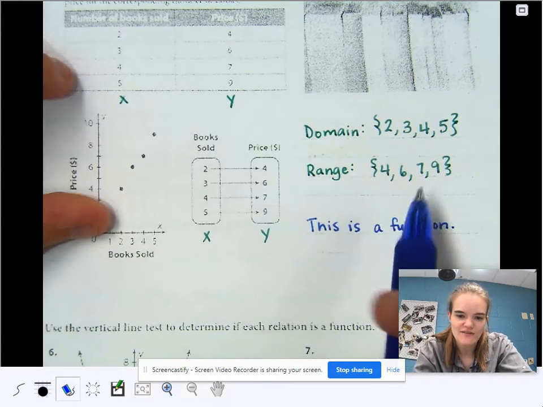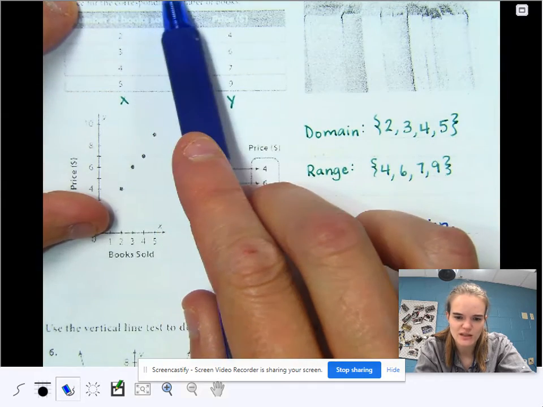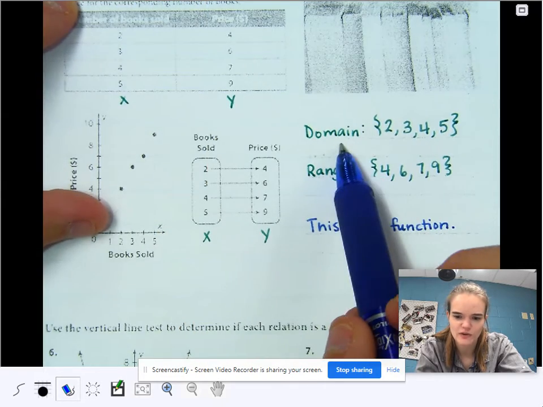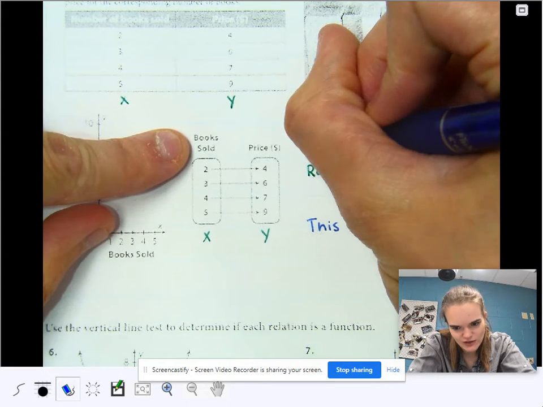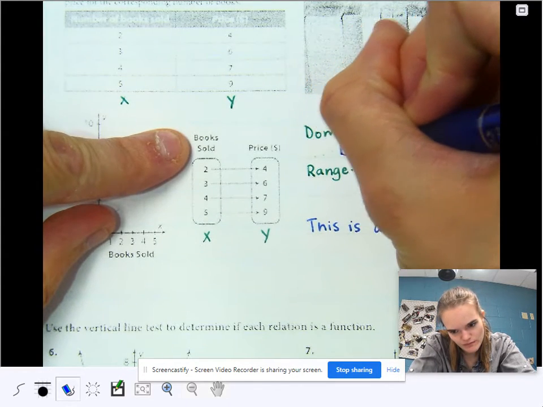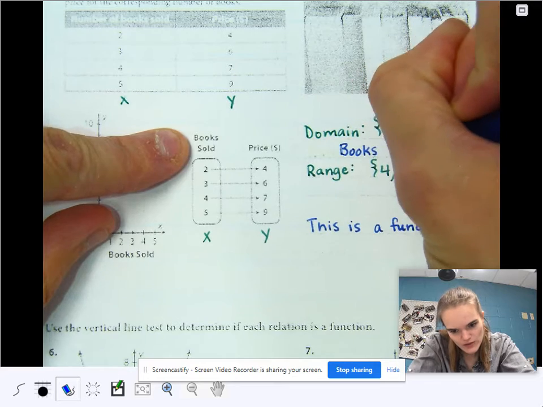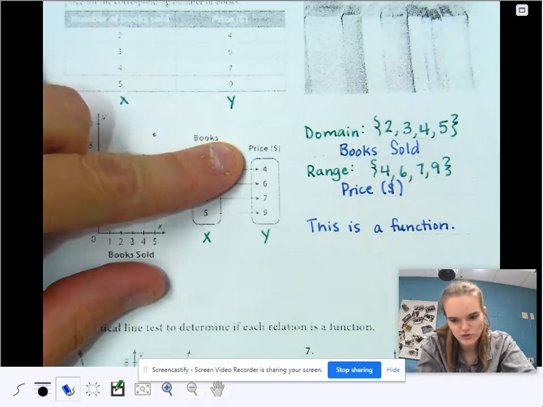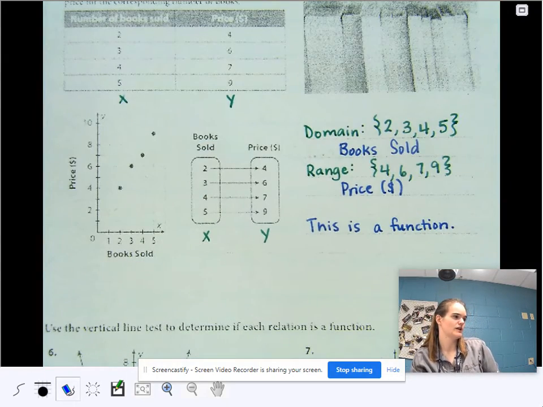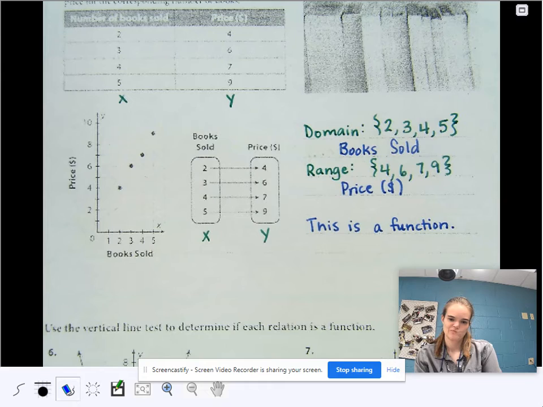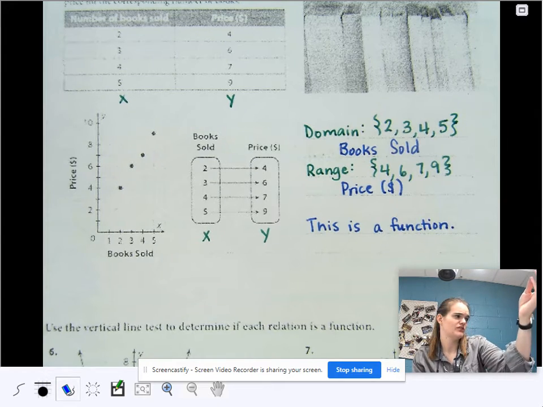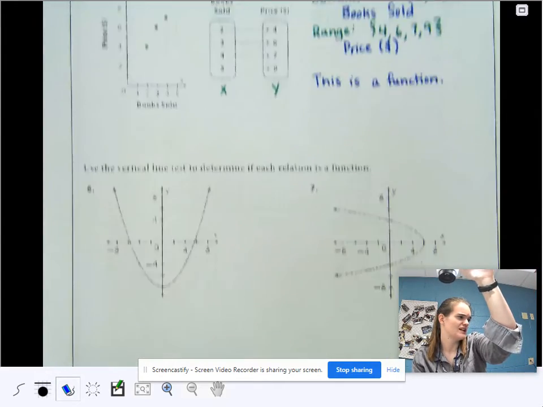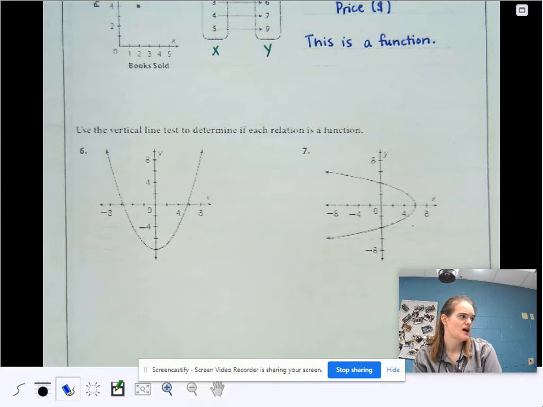All right, the only part we haven't done, it says state the corresponding inputs and outputs in context. So we're going to see what this means. The domain means books sold. The range means the price. That's what it means by put it in context. You need to understand which is which, okay? All right, I want you guys to try 6 and 7. So I'm going to zoom out so you can see it. You're deciding, is it a function or is it not a function? I want you to do 6 and 7. Pause the video, try them, and I'm going to go ahead and get started.